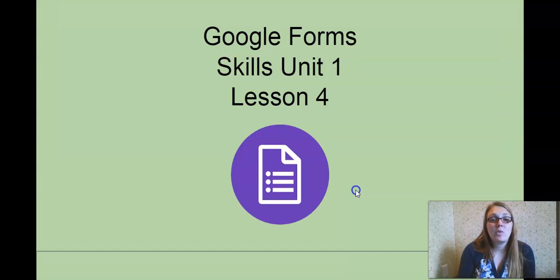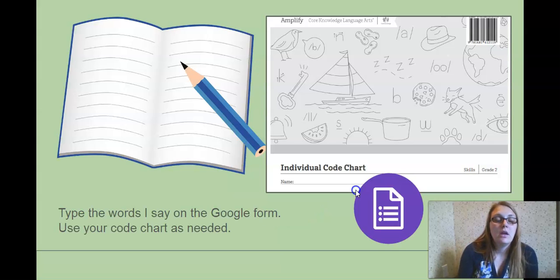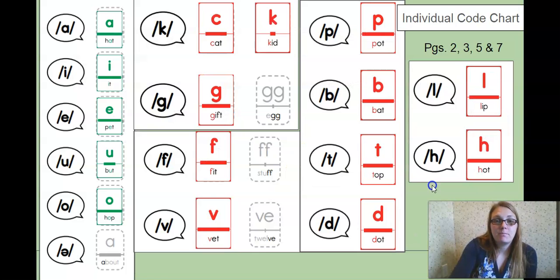Okay, and like I said, the rest of the questions will be on the Google Forms for Lesson 4. And also on the form will be the rest of the dictation portion. You'll listen to me say the words, you'll write them down, and as always, you'll type them in the form. And as always, please use your Google code chart to help you if needed.